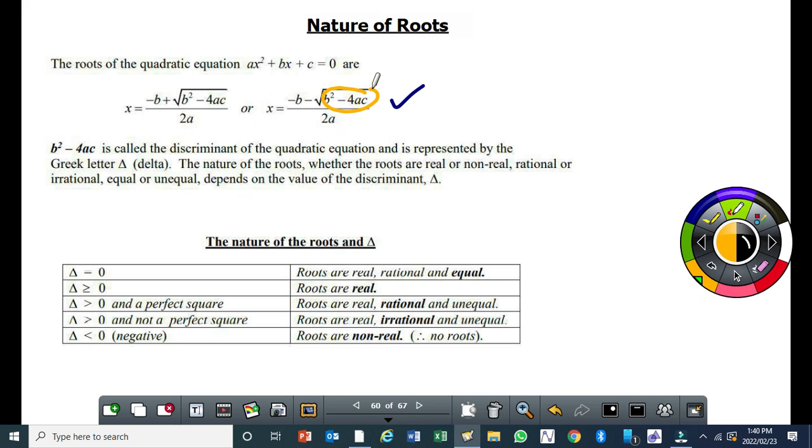Now, sometimes you can get irrational roots, whereby the discriminant will be a non-perfect square. For you to get rational roots, the discriminant must be a perfect square. But being a perfect square or a non-perfect square is not the nature of roots. The nature of roots is that they are real numbers, they are rational or they are irrational. Are they equal or unequal? That's what the nature of roots is all about.